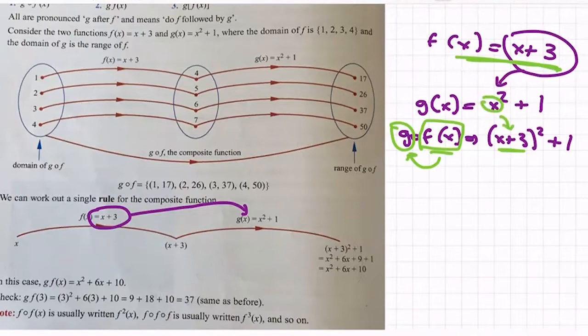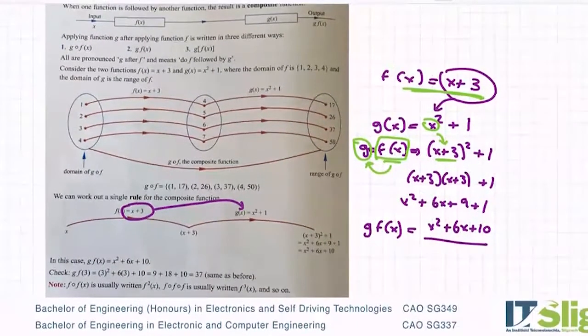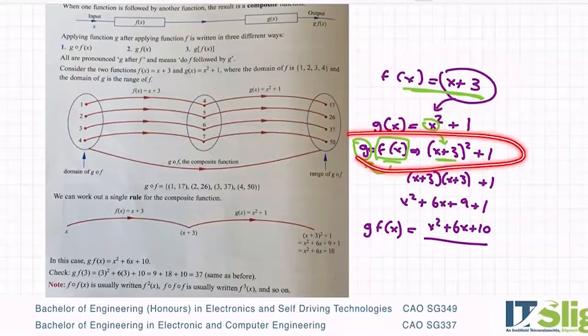And then by working this out, which is just that, I then come up with this single expression for g after f of x. Okay, so some teachers teach it that way. Others don't bother creating this composite single rule, and you just do it in two pieces. You would work out what f of x is first, and then you would do g of f of x.